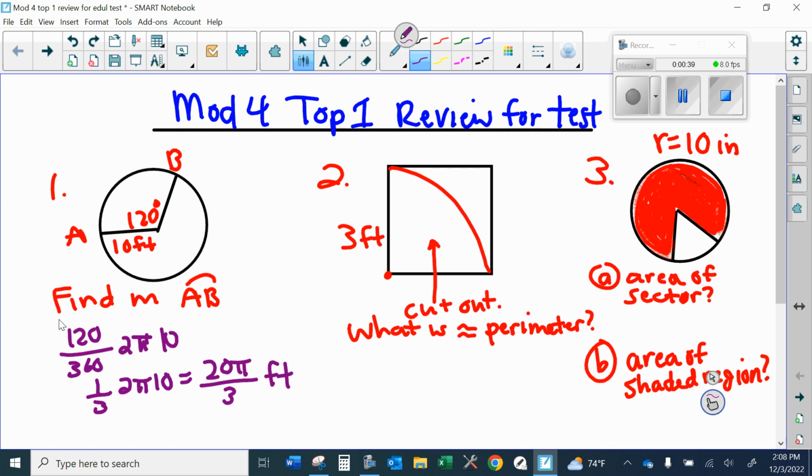If they wanted to round to the nearest tenth or hundredth, then you'd type 20 times pi in your calculator and divide by 3. Do not use 3.14. Actually use the pi button on the graphing calculator.